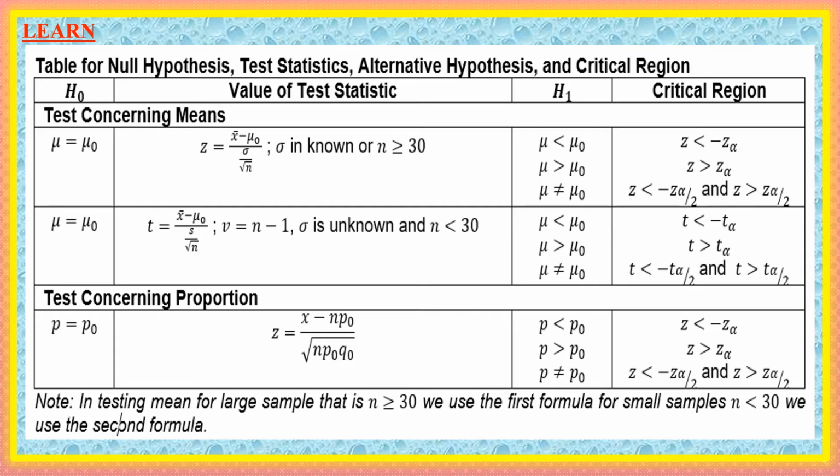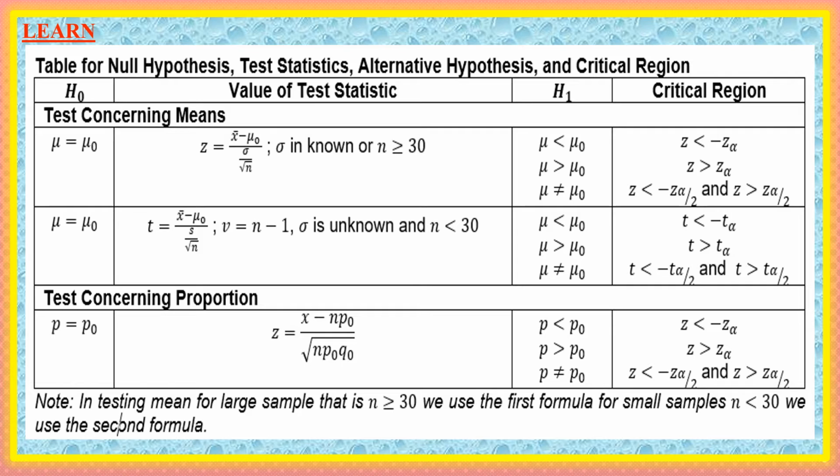For mu less than mu null, which is the alternative, your critical region is t less than negative t sub alpha. For alternative, which is mu greater than mu null, your critical region is t greater than t sub alpha. For alternative, which is mu not equal to mu null, you have 2 critical regions, that is t less than negative t sub alpha over 2 and t greater than t sub alpha over 2.